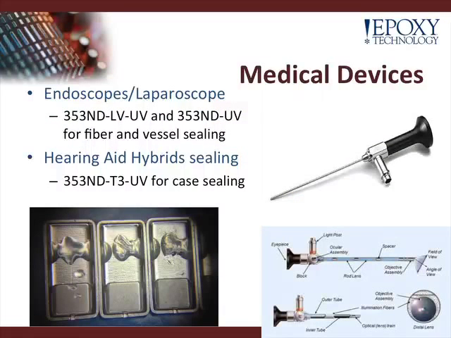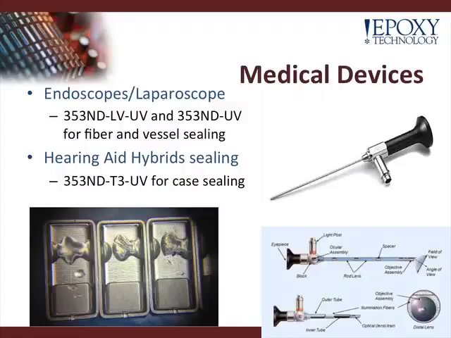Additionally, the medical industry has showed quite a bit of interest in the hybrid materials, specifically for endoscopes and laparoscopes. This was a common area where 353ND was used. We've had customers come to us asking for material where they want to stop the wicking of our material up to a certain point on the fiber. They want specifically 1 or 2 centimeters of wicking and then to have the material stop.